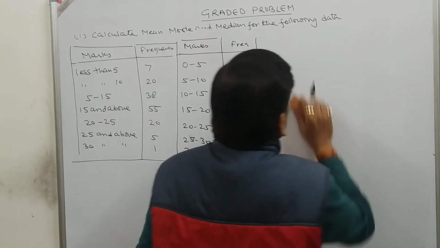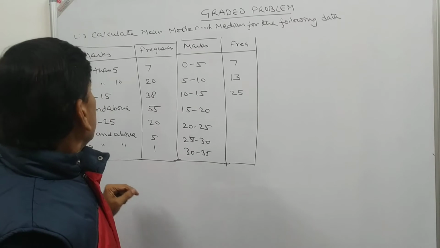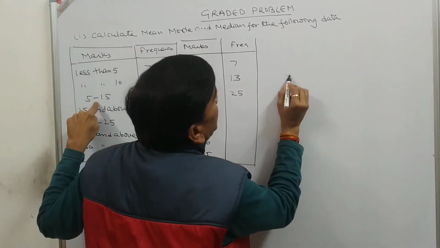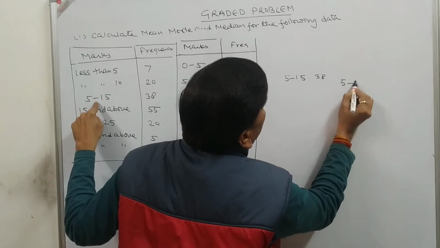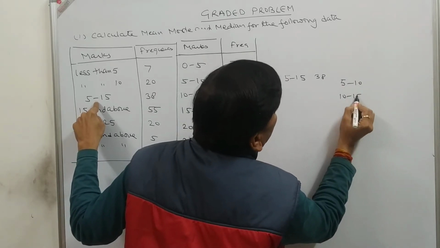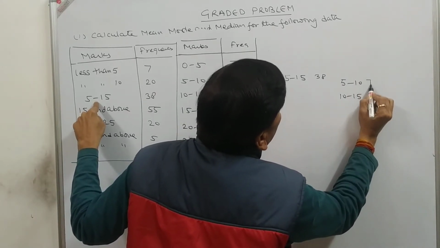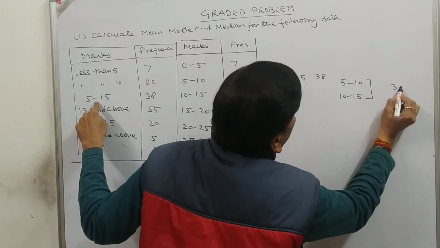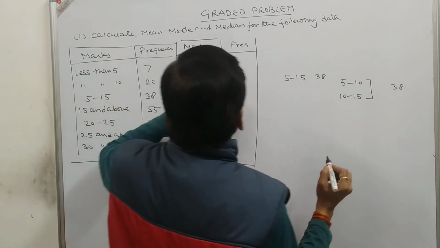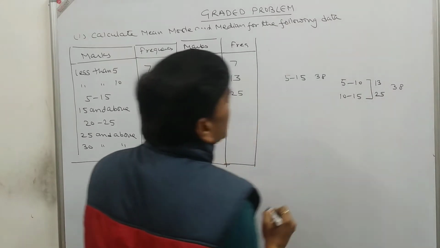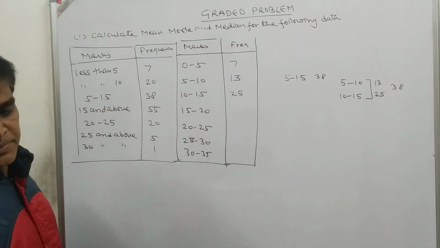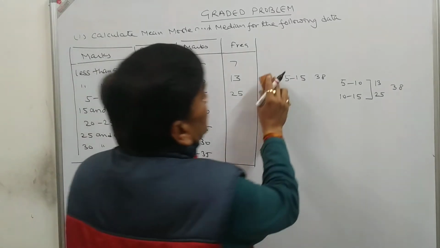Once more I am discussing: we are given 5 to 15, which means 5 to 10 and 10 to 15. The addition of both is 38. So one frequency is given as 13, so this will be 25.